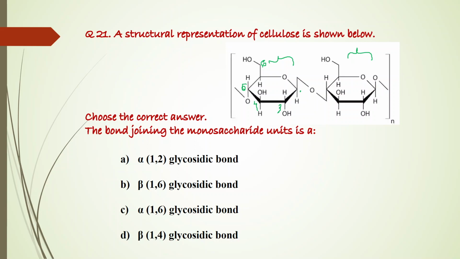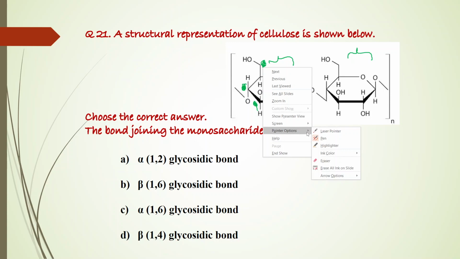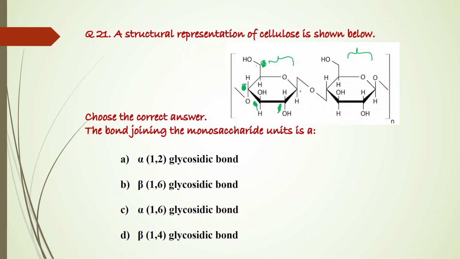I think I missed one. Yes, I have missed one. Sorry for that. 6, 5. Let me change the color, then it will be easy for you to understand. Okay. So this was our 6th carbon atom. I missed this one. This is 5. This is 4. This is 3. This is 2. This is 1.